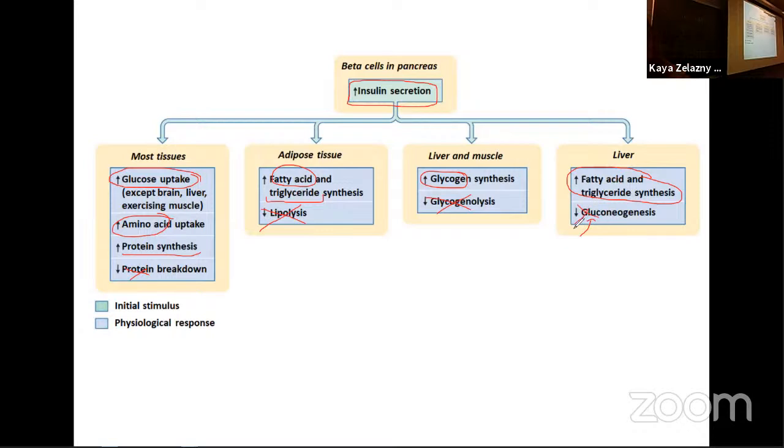Okay, so we'll pick up next time with the post-absorptive state and we'll start talking about muscles as well.